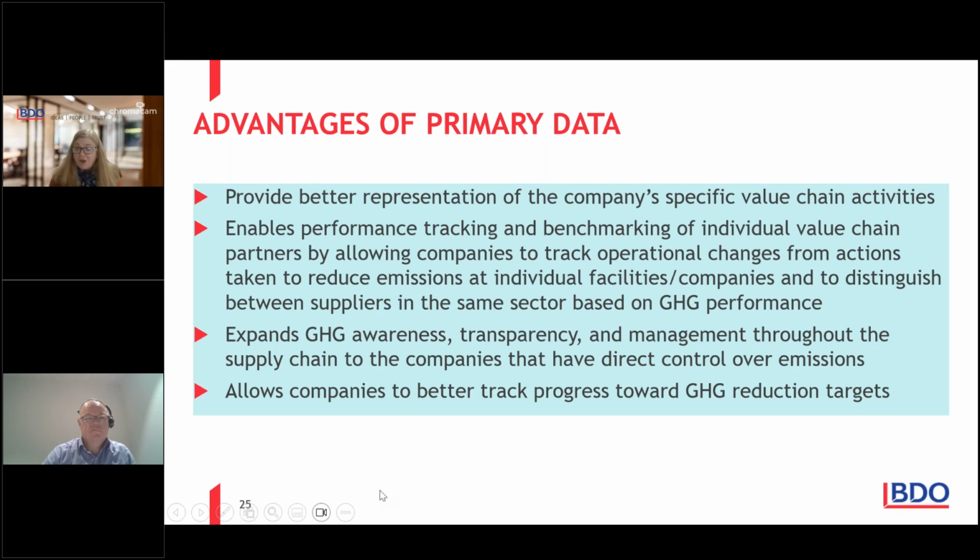Now, some of the advantages of the primary data, you know, if you've got primary data, it will give you a better representation of the specific value chain activities, everything coming through the suppliers. It gives you a better ability to track performance. So if I've got specific data from specific suppliers, and if those suppliers have agreed to reduce their emissions, we can track it, they can report it to us, and we can see how we and our suppliers together make an impact by reducing emissions.